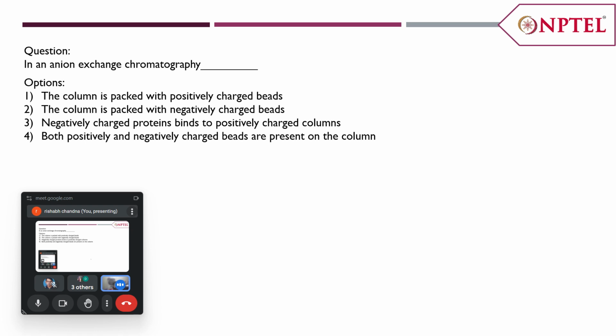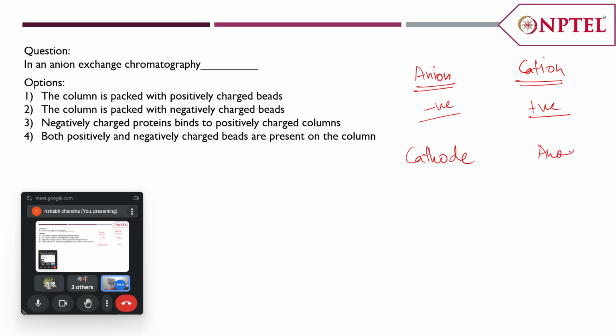By the way, first I would like to know what is anion and what is cation, because I know people have a lot of confusion regarding this. So, what is anion first? Is it a negative charge or a positive charge? Negative charge. Okay, and cation is the opposite, that is positive charge. And what is cathode and anode? Is cathode a positive charge electrode or a negative charge electrode?